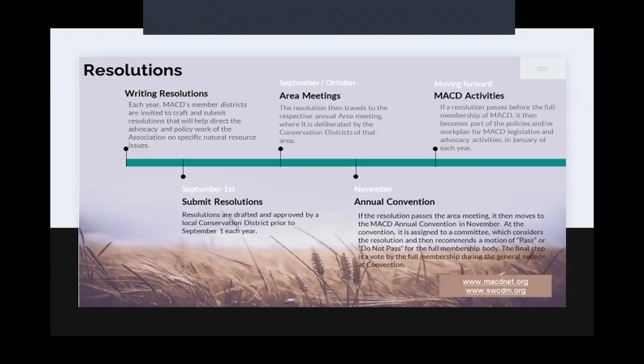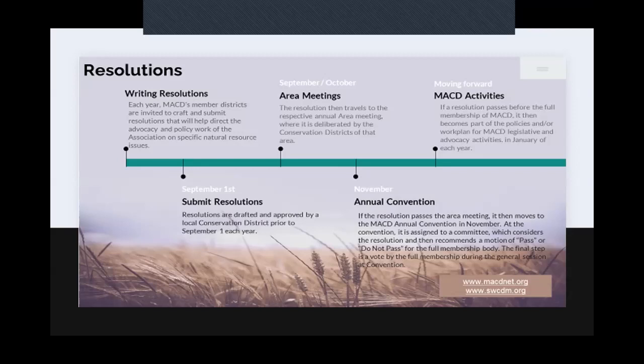This year, we actually extended the deadline to September 15th just because the world is a bit chaotic at the moment. Then those resolutions go to the area meetings and are considered by the areas. And if they are passed by the areas, then they go to the annual convention for a vote by the entire MACD membership of all members in good standing.